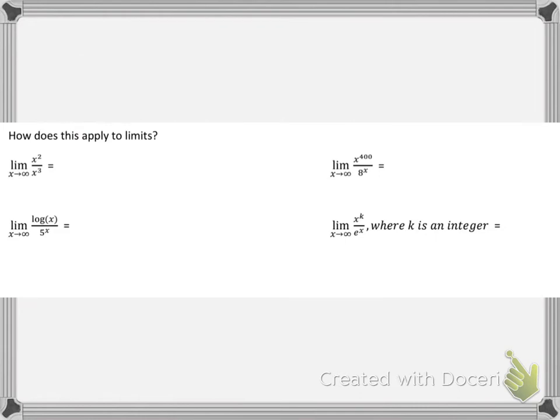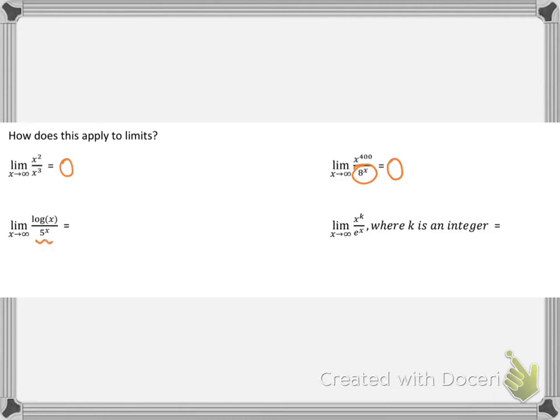So how does this apply to limits? Well, same thing we've been doing. We just want to see where the function is bigger, on the top or bottom. So this one is bigger on the bottom, so we get 0. Let's look at the one to the right. Exponential is the fastest growing of anything, so it's bigger on the bottom. Again, 0.